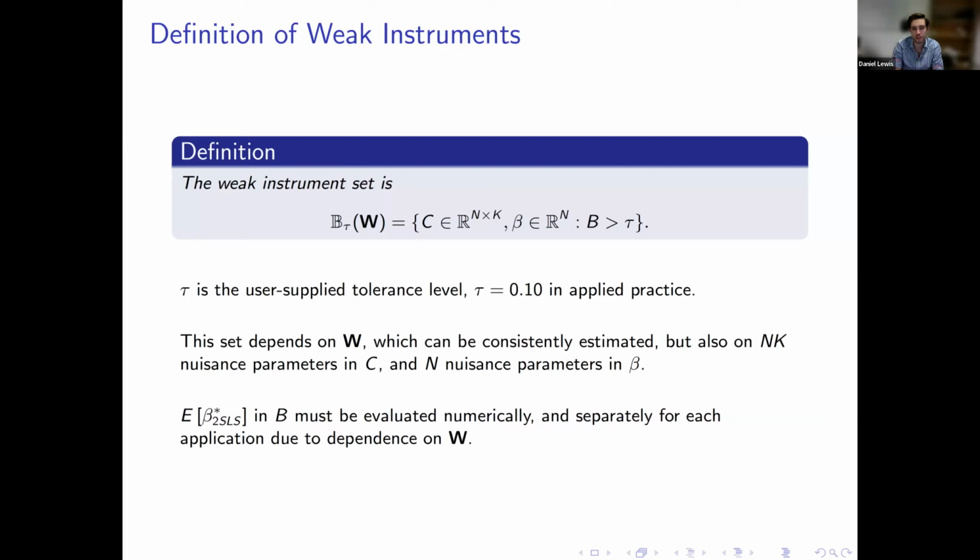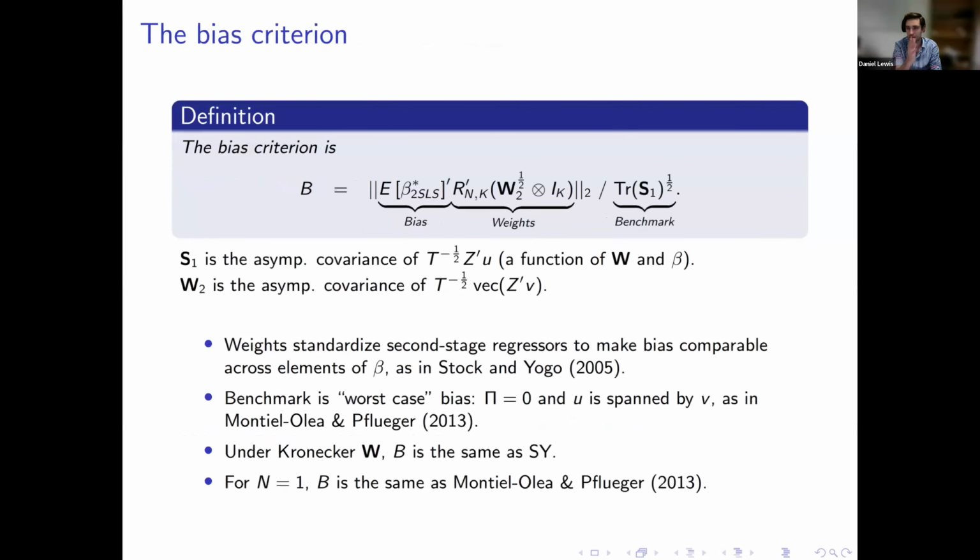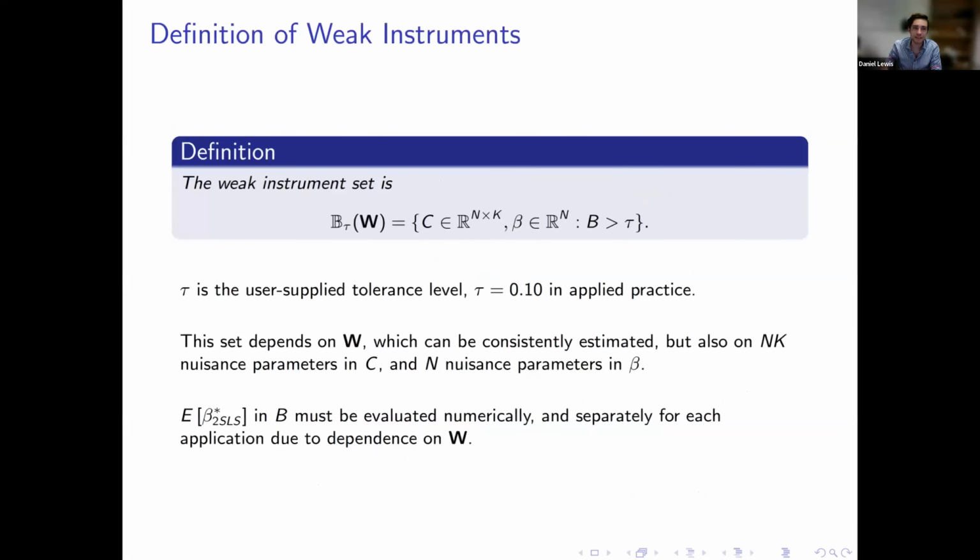There's a further complication here, which is that the expectation of beta star, which, if we go back, enters the bias criterion as well, isn't available in closed form. So what Stock and Yogo do is evaluate this numerically. It is much easier in Stock and Yogo because there's no dependence of this set on W. The threshold there is constant with respect to the covariance matrices because everything simplifies very nicely under homoscedasticity. So in their setting, this is something the econometrician has to do only once, when writing the initial paper, where you compute all these tables.